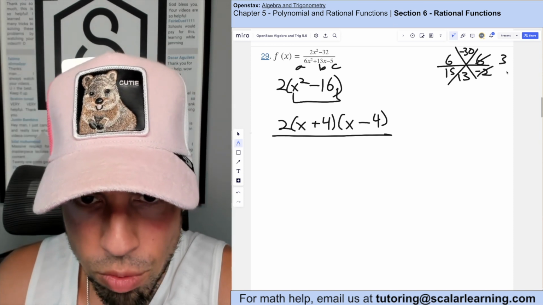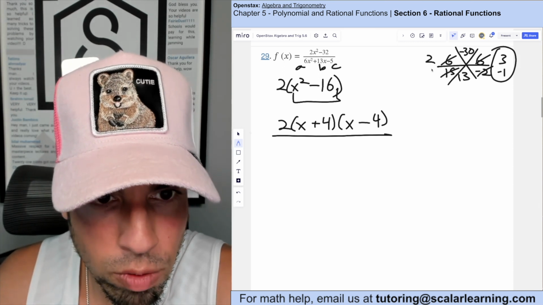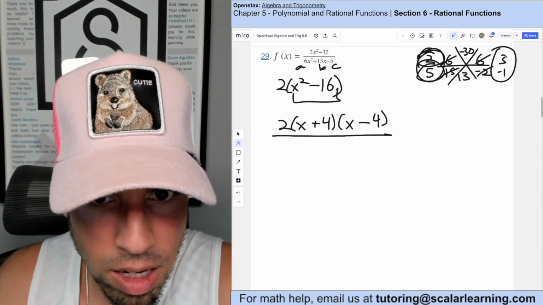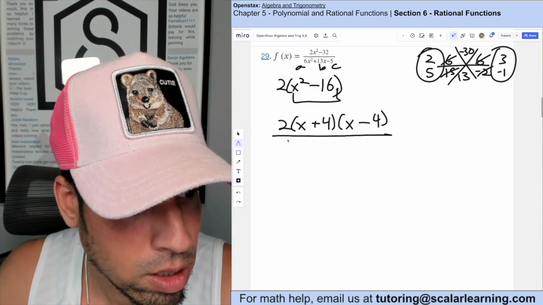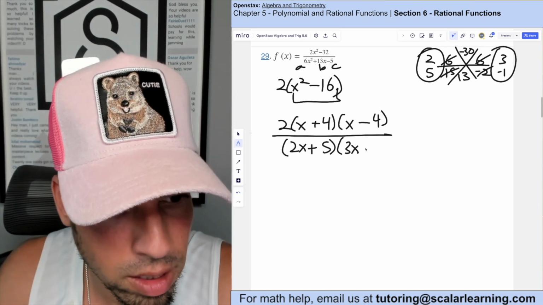This reduces to 3 over negative 1. This reduces to 2 over 5. And circle both of those because this is the coefficient of the x. That's the constant, same here. That same breakdown, top, bottom. So we've got 2x plus 5, and we've got 3x minus 1.